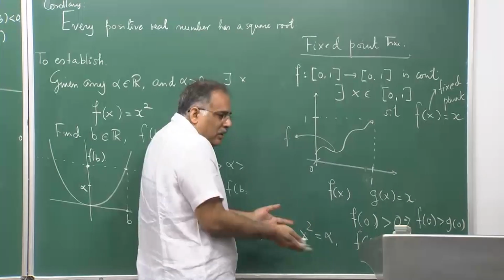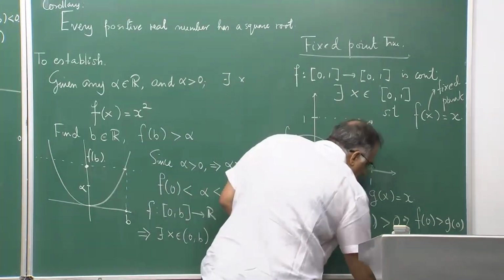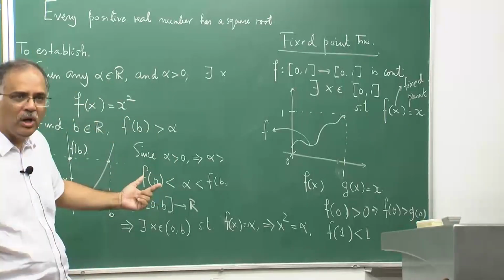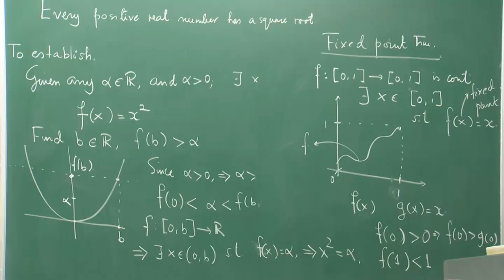Either it is equal to 1, then it is done. If it is not equal to 1, then it has to be strictly less than 1, because the function value must be within 0 and 1. And in that particular case, I will just rub this part. So, I will just do it for you again.